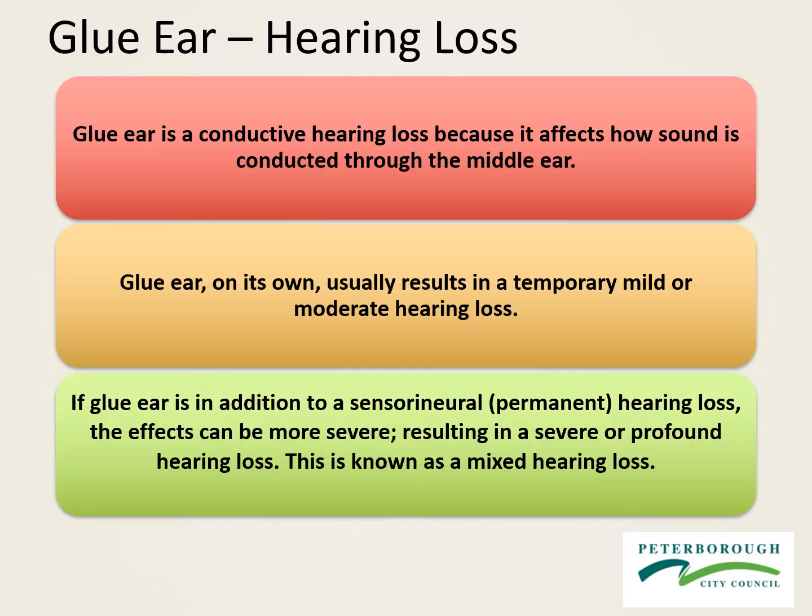So glue ear is a conductive hearing loss because it affects how sound is conducted from the eardrum through the small bones to the cochlea. On its own, glue ear generally results in a temporary, mild or moderate hearing loss. If glue ear happens in addition to an already existing sensory neural or permanent hearing loss, then the effects can be more severe, and this can result in a severe or even a profound level of hearing loss. This is known as a mixed hearing loss.